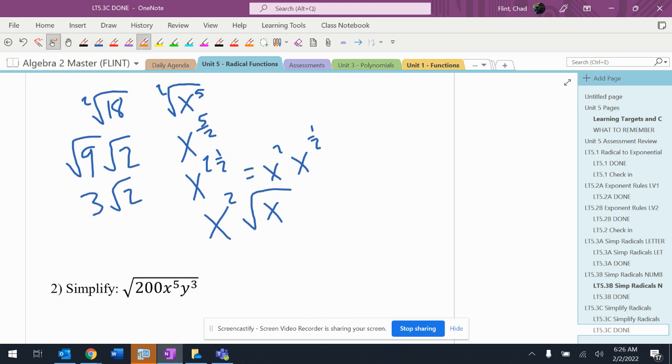Then I put these together into a single thing. I get 3x squared. I've got the 3 in front, the x squared in front, and then underneath the radical, I have a 2 and an x. So I have a 2x underneath the radical. All right, so take it apart, simplify each piece, put it back together.